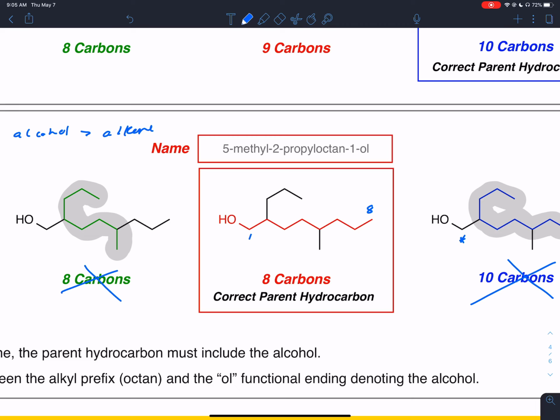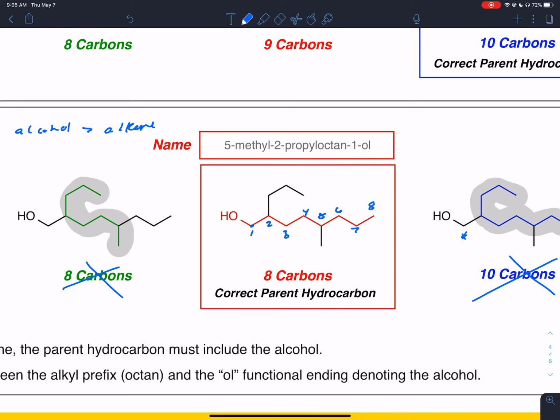The name of this molecule is 5-methyl-2-propyl-octan-1-ol. And the numbering of the chain, remember, first and foremost should be done to give the lowest locant to the highest priority functional group. So we number from left to right as opposed to from right to left, because left to right gives the alcohol, our highest priority functional group, the lowest locant possible. And at the 2 position, we have a 3-carbon chain. So we say propyl. The suffix -yl is used to denote an alkyl substituent. And we have a methyl substituent.